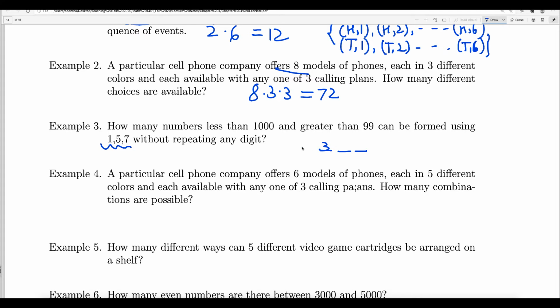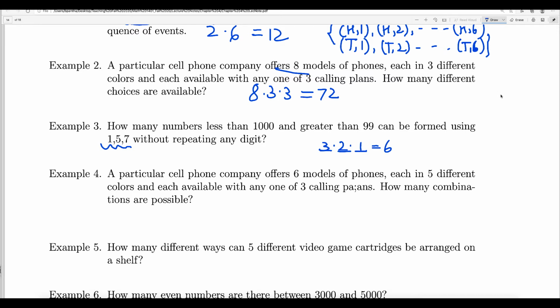But since you cannot repeat them, you will pick one of those here. Now how many are left? 2 of those. So for the second place, you can pick 2 of those. There are 2 possible ways, right? And for the third place, you will have just one possible way. So the total is 6. So you can make only 6 numbers between 99 and 1000 by using 1, 5, and 7.